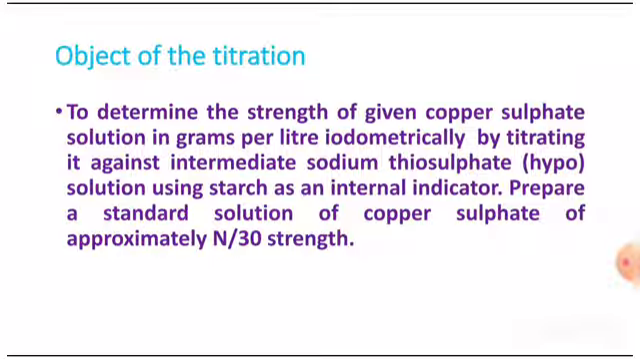Object of the titration: to determine the strength of given copper sulfate solution in gram per liter iodometrically by titrating it against intermediate sodium thiosulfate, that is known as hypo solution, using starch as an internal indicator. Prepare a standard solution of copper sulfate of approximately N/30 strength.